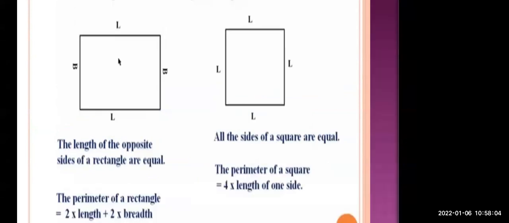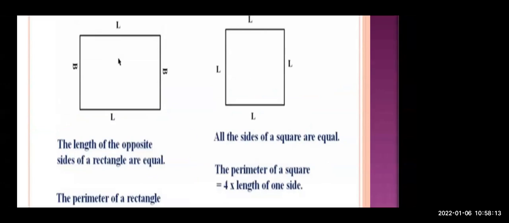Now we'll see the square. Now square means having all the sides same. See, you can see here, चारों length क्या है? Same होता है. All the sides of a square are equal.